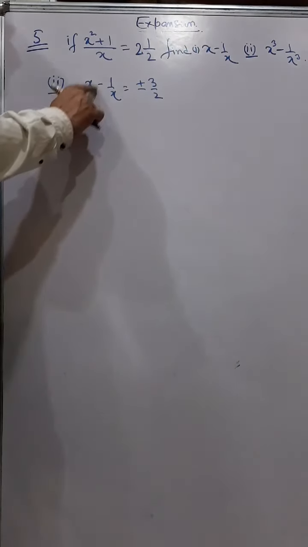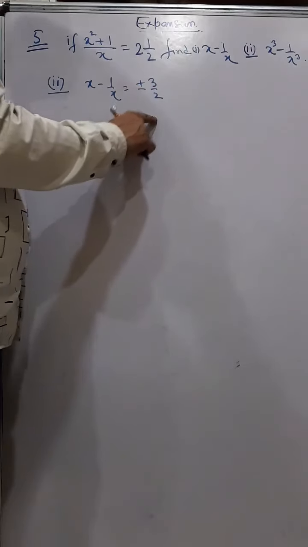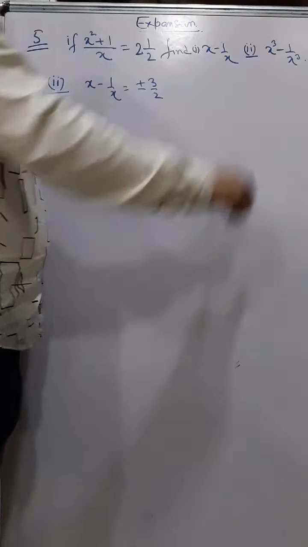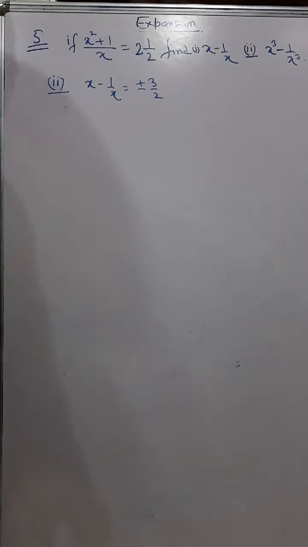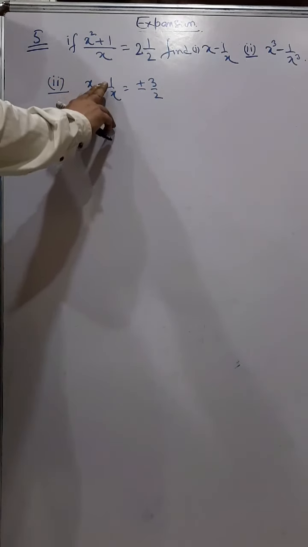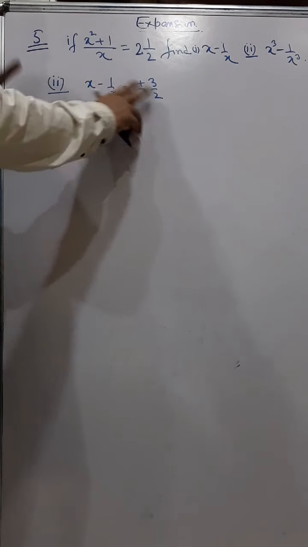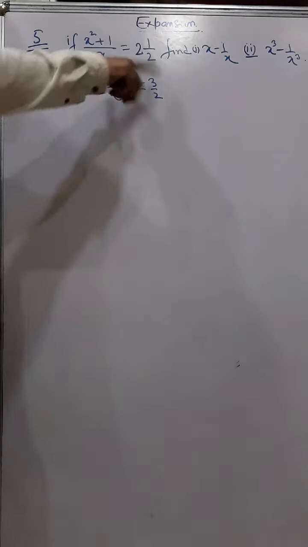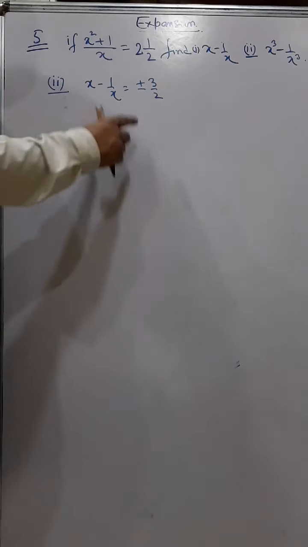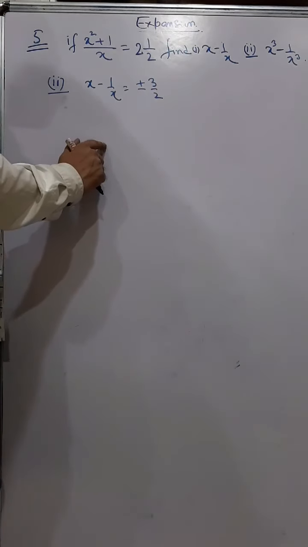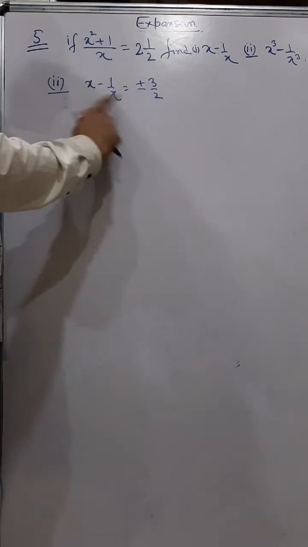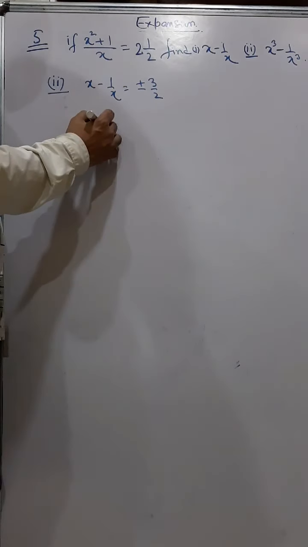Okay, now finally for number 1 we got this answer: x minus 1 by x is plus minus 3 by 2, and you have to find x cube minus 1 by x cube. Here you try to understand, you are having two cases, two values of x minus 1 by x. So you have to do this sum twice, because we generally cube both sides. But here you have two values.